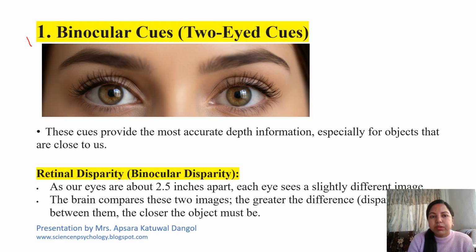Firstly, let us talk about binocular cues. These cues provide the most accurate depth information, especially for the objects that are close to us. We need to talk about retinal disparity, because there is a space between our eyes. As our eyes are about 2.5 inches apart, each eye sees a slightly different image. So, what does our brain do? It compares the two images, and the greater the difference, that is the disparity between them, the closer the object must be.